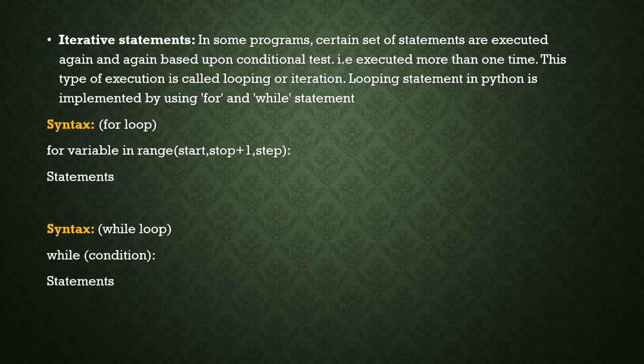Iterative statements. In some programs, a certain set of statements are executed again and again based upon a conditional test, that is, executed more than one time. This type of execution is called looping or iteration. That means execution of the same set of instructions again and again, until the given condition becomes false. So a looping statement in Python is implemented by using for and while statements. So there are two statements, for and while.